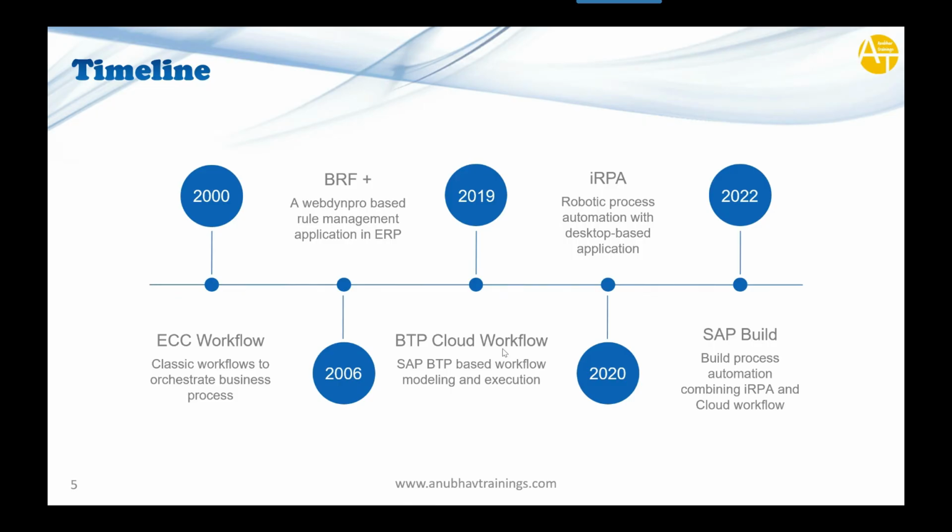Then together with that in 2020, they came up with IRPA capabilities, intelligent robotic process automation, which takes all the manual work away from the user and lets the robots do this work, helping you to automate most of the manual tasks. Both of these capabilities, cloud workflow and IRPA, were combined in 2022, a few years ago, to give the new solution called SAP Build Process Automation.